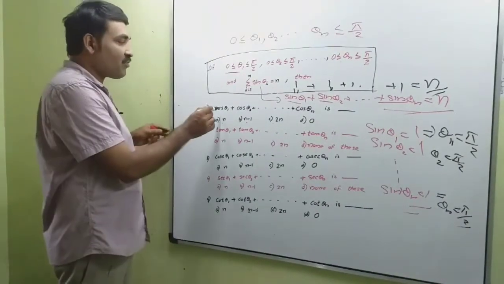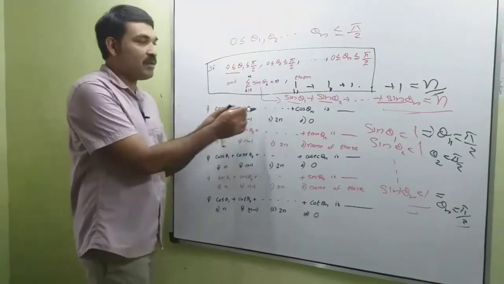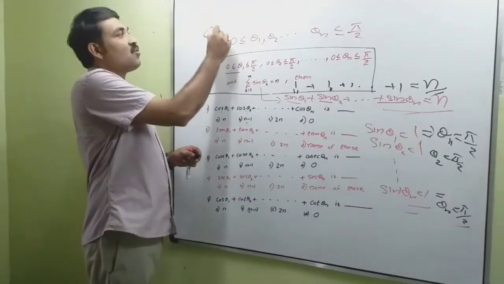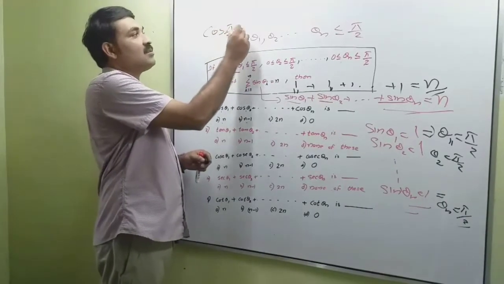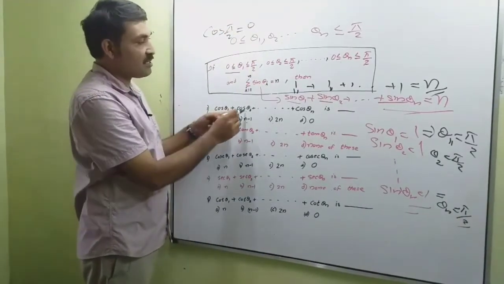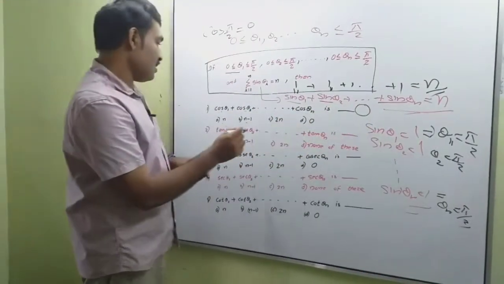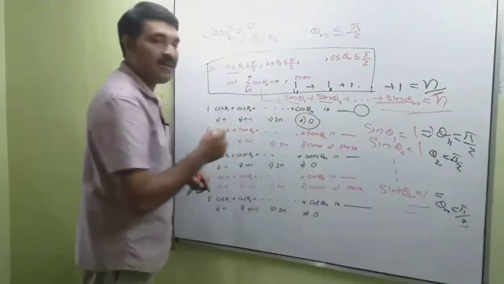So what's the value of cos pi by 2 plus cos pi by 2 up to cos pi by 2, n times? We know that cos pi by 2 is equal to 0. So this means 0 plus 0 plus 0 up to 0, n times. So the answer is 0, and the correct answer is D.